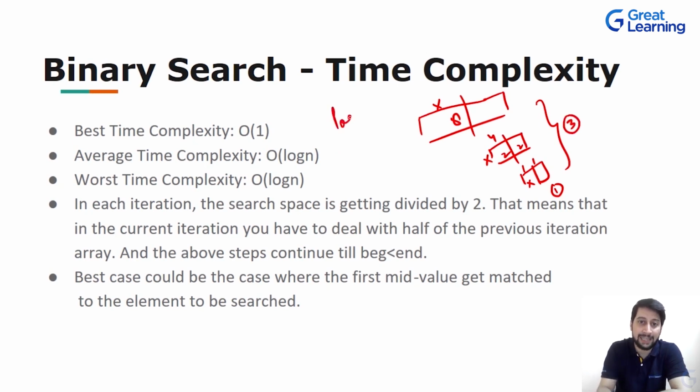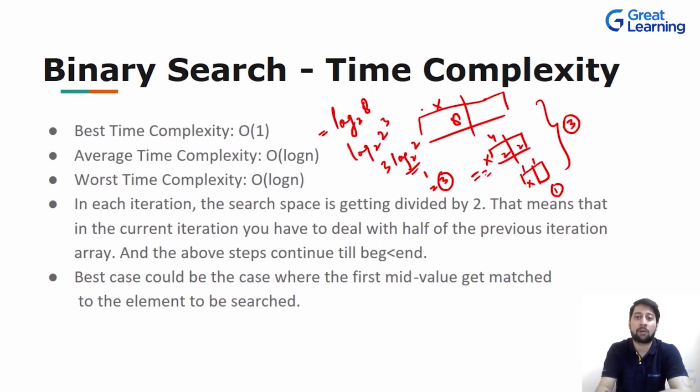Now, if I take an example, and I do log 8 to the base 2, what should be the value of this? Obviously, 8 can be written as 2 raised to the power 3, right? And this can be written as 3 into log 2 to the base 2. Now this is 1, and you get the answer as 3. So this 3 and this 3 are equal.